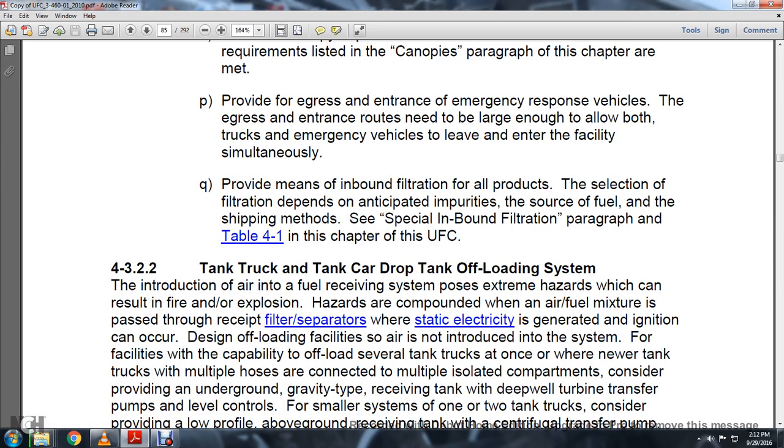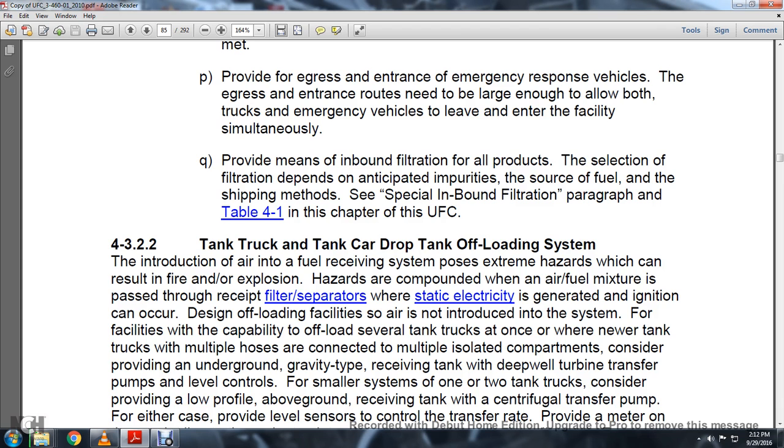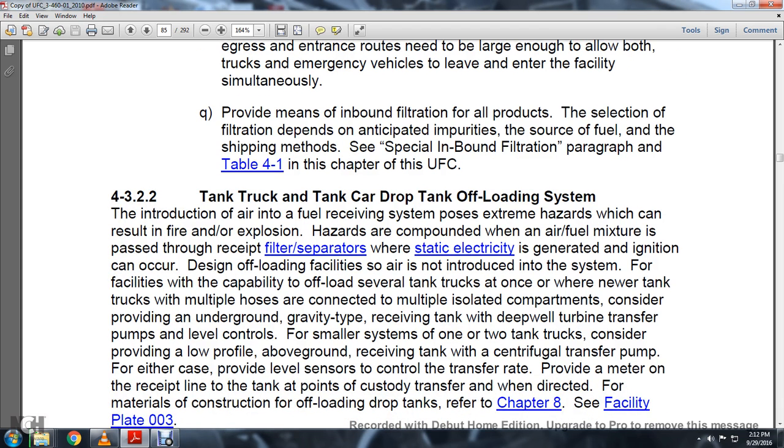4322. Tanker truck and tanker car drop tank offloading system. The introduction of air into the fuel receiving system poses an extreme hazard, which can result in a fire or explosion. A hazardous compound of air and fuel mixture is passed through the receiver filter separator with static electricity. These generated ignitions can occur. Design offloading facilities so that air is not introduced into the system, for a facility capable of offloading several tank trucks at once.